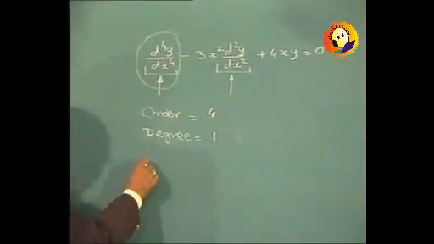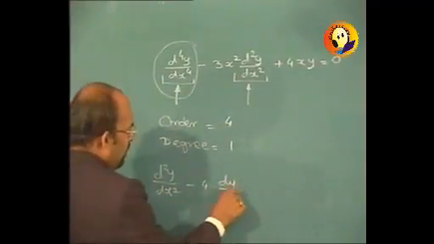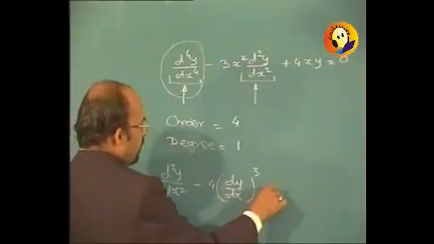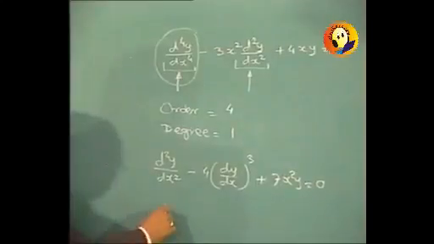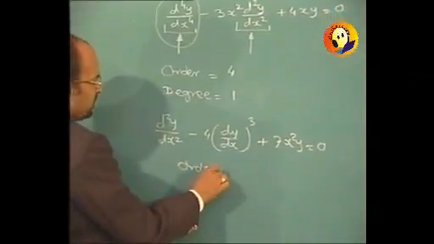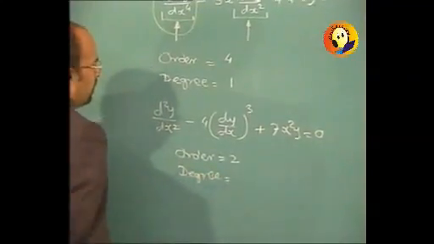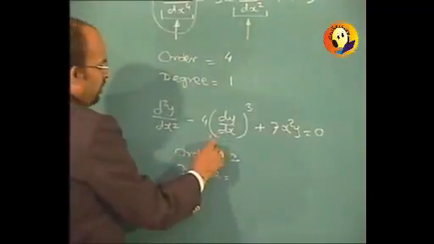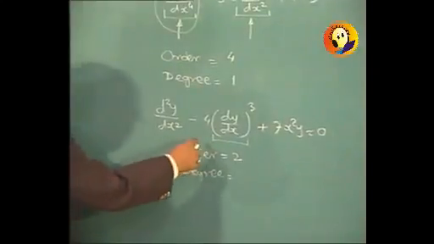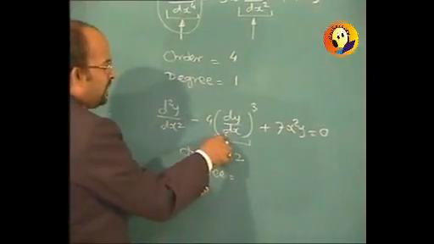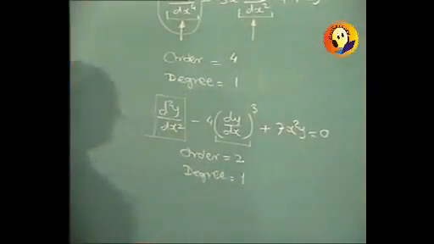Consider another example. Say d2y by dx square minus (4 dy by dx) whole cube plus 7x square y equal to 0. Now in this case, the order of the differential equation is 2. For the degree, many times you get confused that this is the derivative that we have and its degree is 3. It doesn't mean the highest degree in the equation; it is the degree of the highest order derivative. So in this case the degree will still be 1.